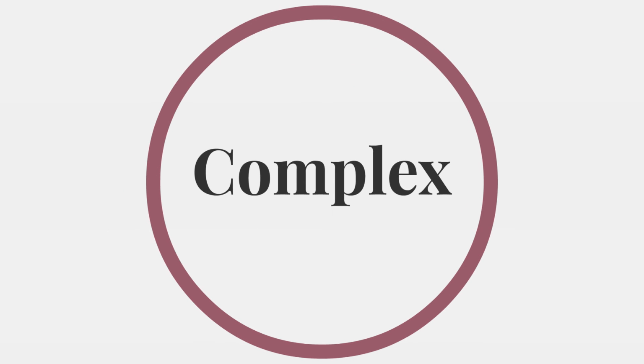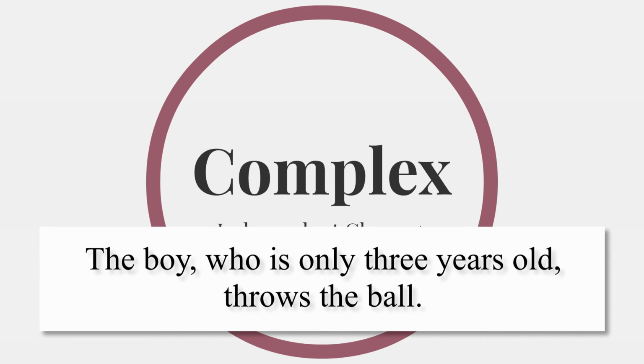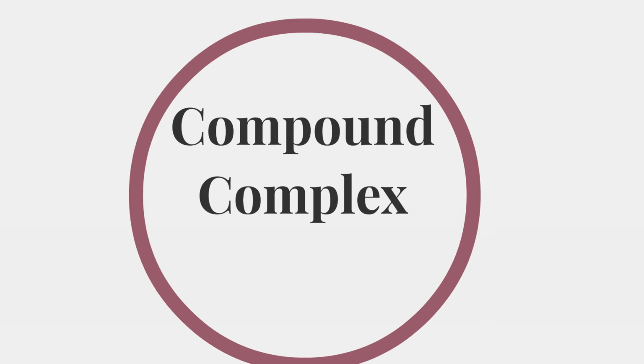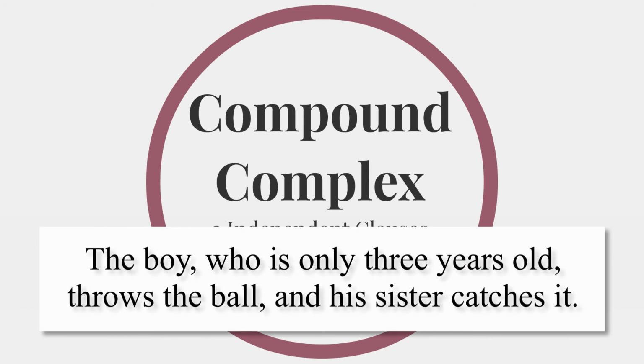A complex sentence is a sentence with a dependent clause, such as, the boy, who is only 3 years old, throws the ball. A compound complex sentence combines all of these elements and consists of two or more independent clauses with at least one dependent clause. The boy, who is only 3 years old, throws the ball and his sister catches it.